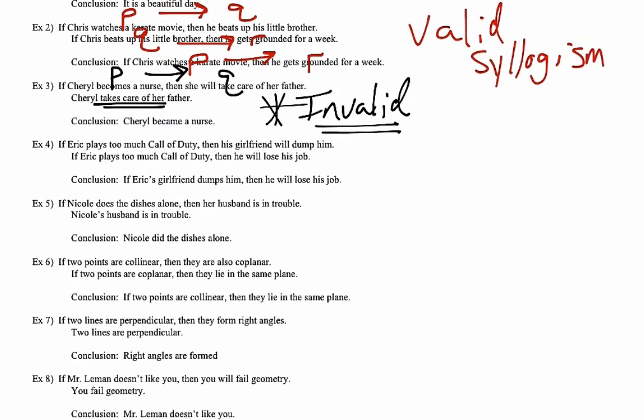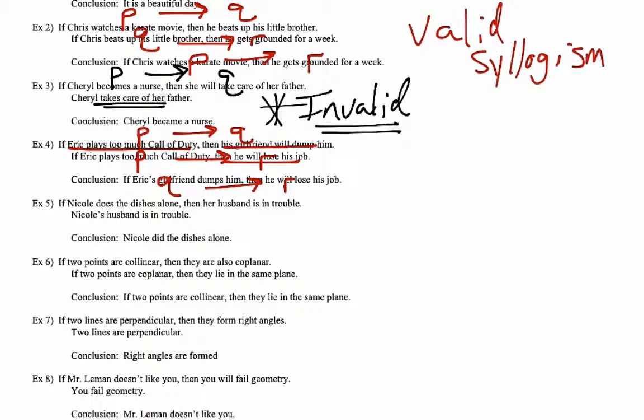Let's look at an example that doesn't work though. In example number 4, I have two if-then statements. That's a clue in that it's going to be syllogism. If Eric plays too much Call of Duty, so there's a hypothesis, then his girlfriend is going to dump him. That's a conclusion. If he plays too much Call of Duty, that's the same hypothesis or the same P, then he will lose his job. That's a different conclusion. So P leads to Q and P leads to R. So can I conclude that if Eric's girlfriend dumps him, Q, that will lead him to losing his job, R?